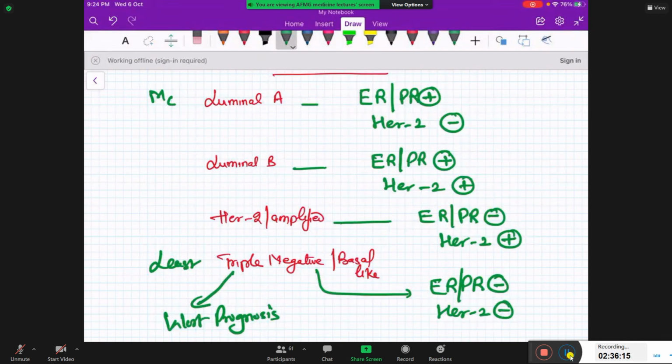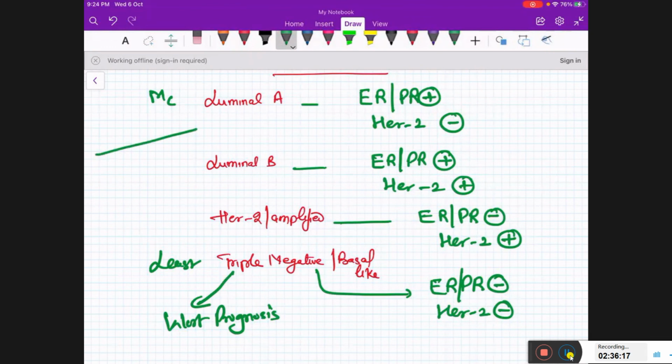Yeah, basement membrane. If the tumor cells are above the basement membrane, it is in situ. Once the tumor cells invade the basement membrane and come inside, it is invasive. Any question?